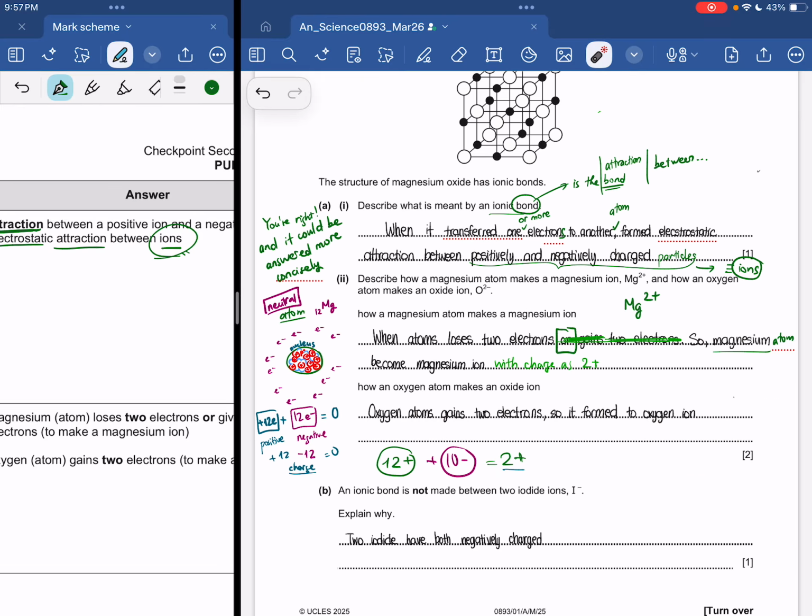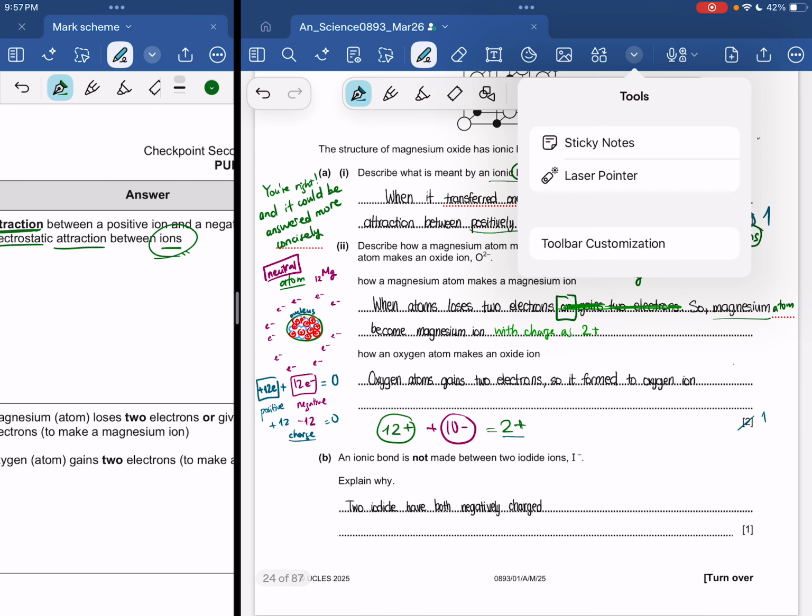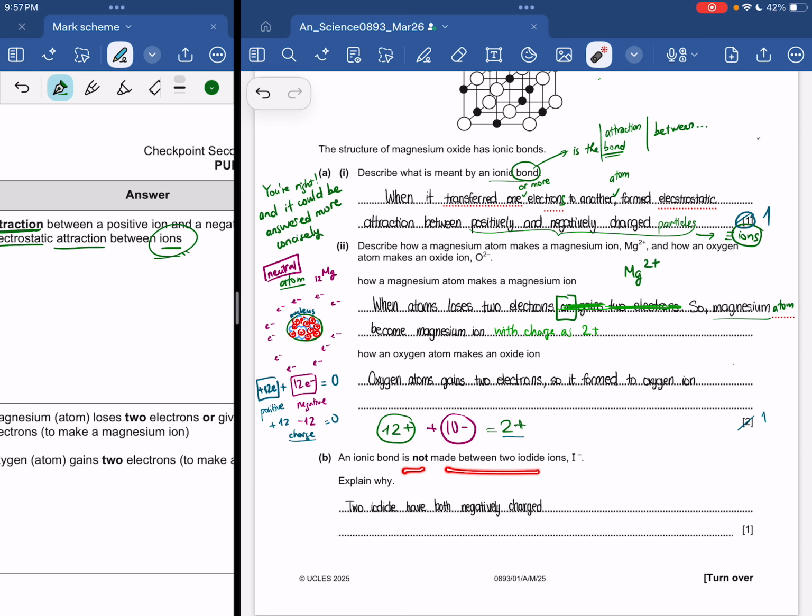Okay, so if I were really strict, the answer here would just get 1 out of 2. Those electrons, with the plural, can be okay, then you can get 1 for this one. And finally, an ionic bond is not made between 2 iodide ions, I minus, because an ionic bond is an attraction, right? So 2 iodides are both negative.